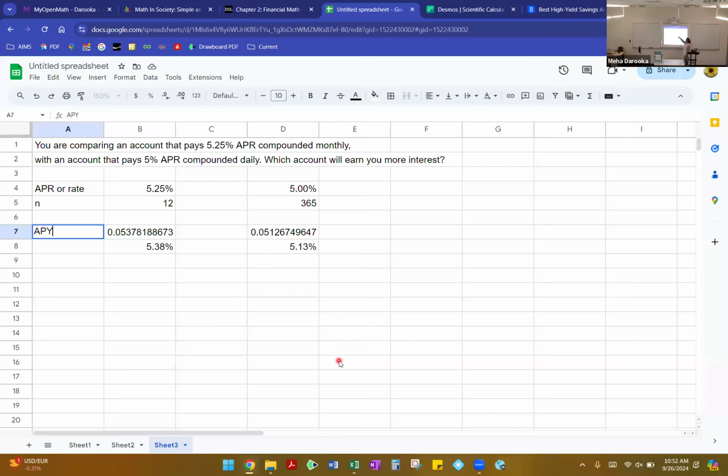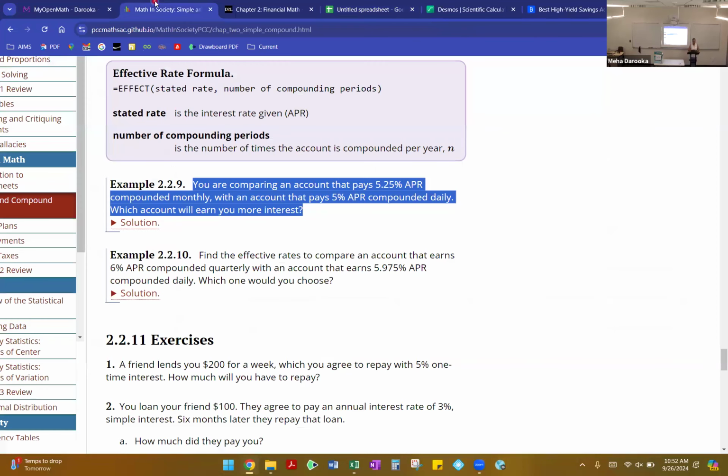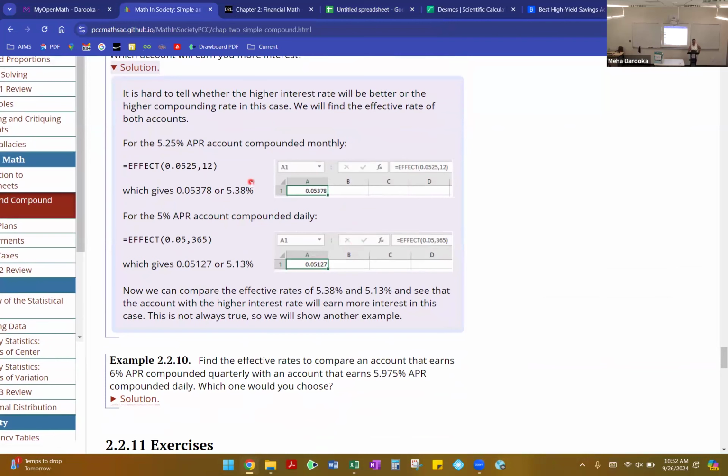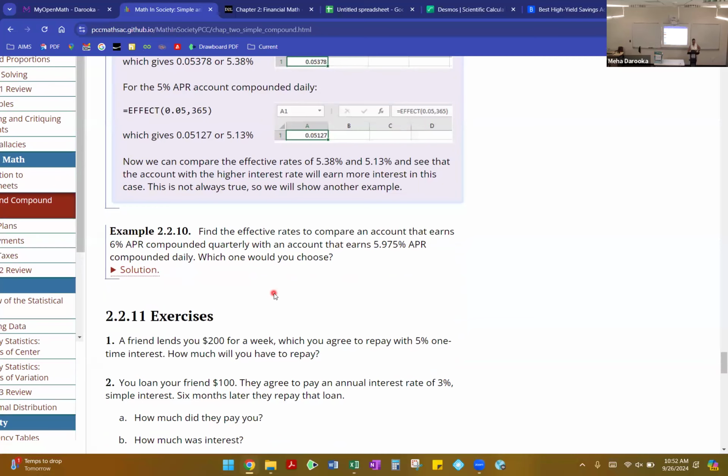I was honestly thinking daily might be better because you're earning interest more often. But then you can see once we did the math, it's still shy. It didn't even make it to the 5.25 that the other account was giving. It's just at 5.13, so just not enough. When you have the option of going higher, why would you go with the lower interest rate? And again, you can compare that here. You can see 5.38 and 5.13, the two percentages we came up with.